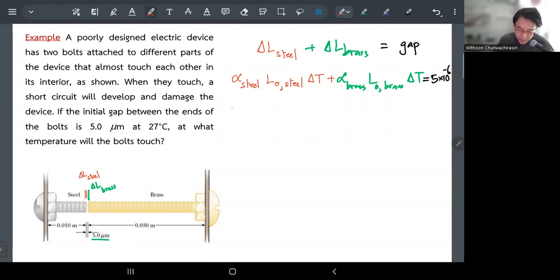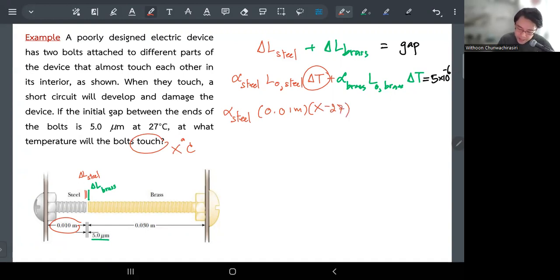Okay, so let me try that one. Alpha steel, I don't want to substitute it, but you can just look it up in the table. The original length of the steel is just the original length of this steel bolt, so it's going to be 0.01 meter here. Now delta T, because you want to know when they're going to touch, let's assume that they are touching at X degrees Celsius. So the delta T is going to be X minus 27. Does that make sense?